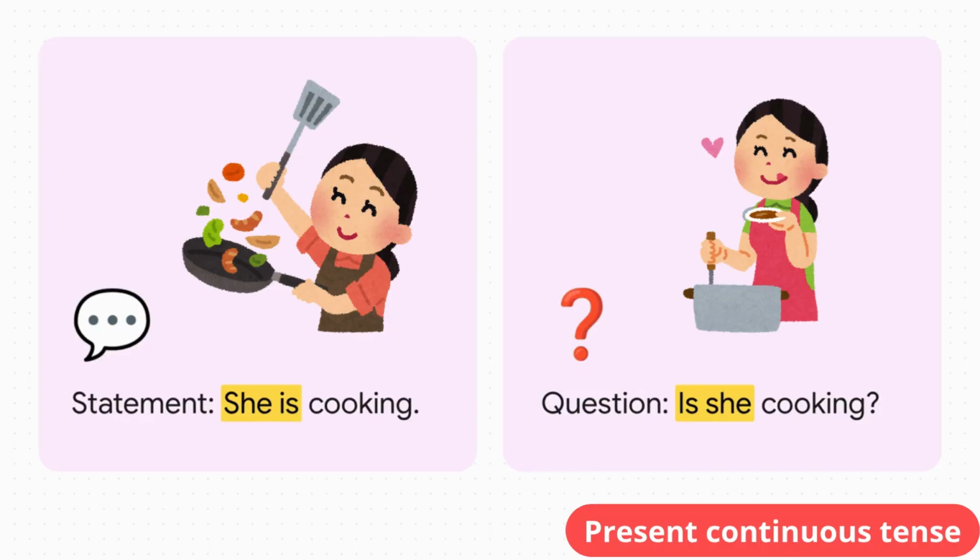And asking a question? Even easier. You just flip the first two parts around. The statement is, she is cooking. The question becomes, is she cooking? You just swap the subject and the verb to be to get a quick yes or no answer.